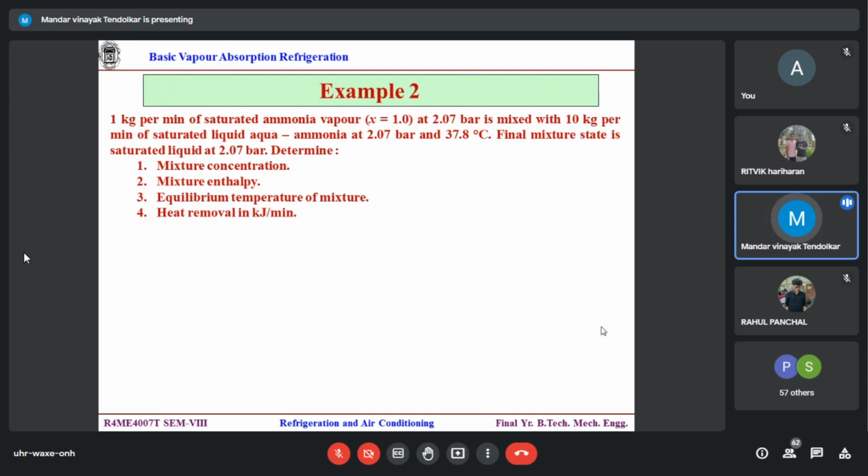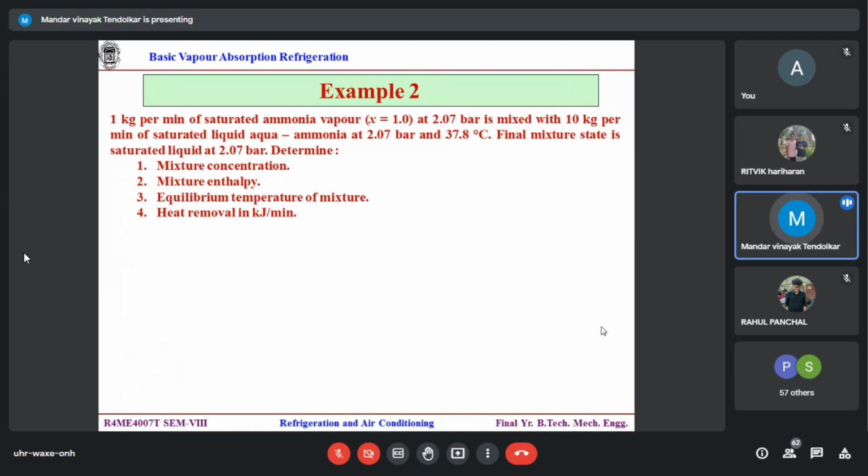Solve the example. 1 kg per minute of saturated ammonia vapor. Very loudly given, x equal to 1. X-axis end, extreme right. X equal to 1 is given. Correct. What is the pressure given? 2.07 bar, 207 kPa. Locate 207 kPa and x equal to 1.